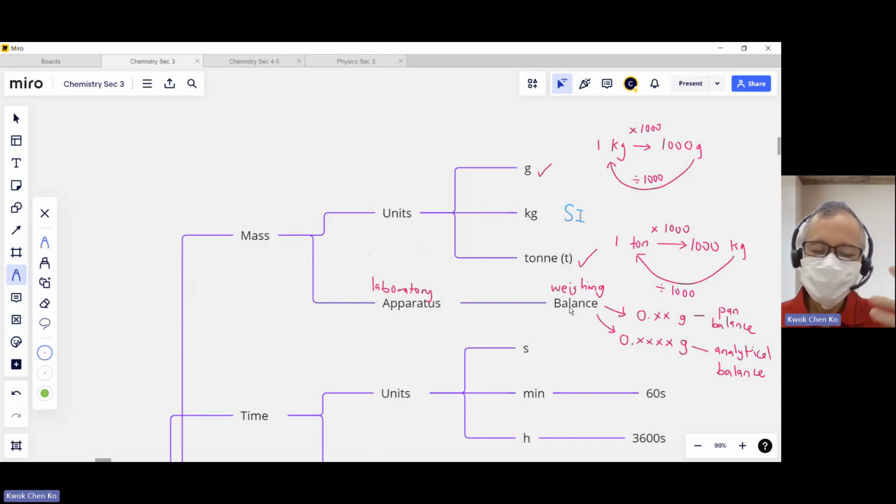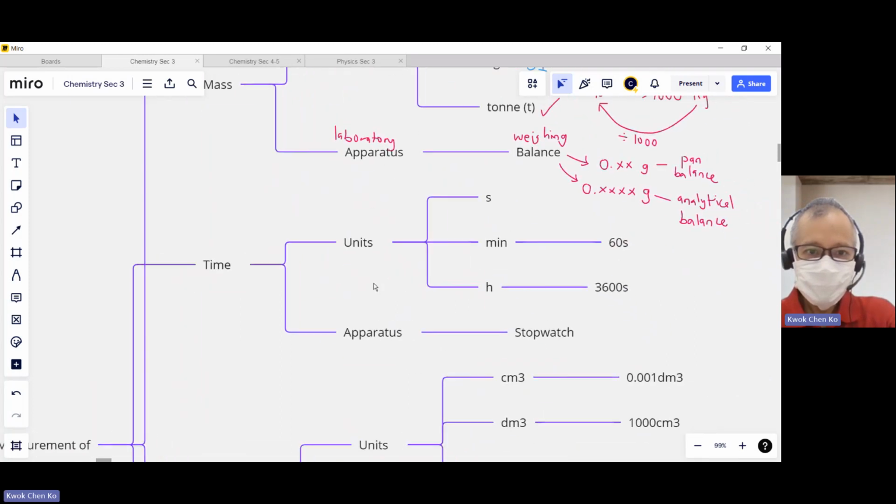Now, of course, if you go to industry in a chemical plant, you have larger balances and they typically weigh in kg and possibly they weigh in terms of tons as well. But for, I would say, secondary school chemistry, we hardly mention those kind of devices. Let's go on.